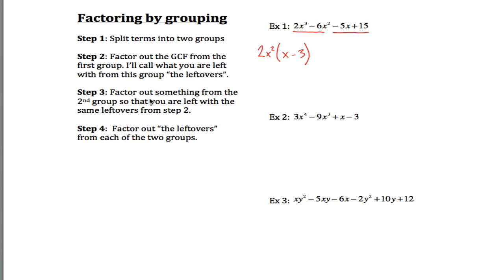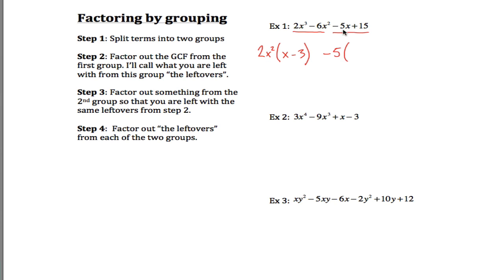Step 3 says factor out something from your second group here, but make sure that what you're left with in the parentheses is the same as what you had in the parentheses over here. What I'm saying is pull out something so that you're left with x minus 3 over here. What that something is in this case is a negative 5. If you can't find a something that makes this work, either you made a mistake or you were given a problem that doesn't factor by grouping.